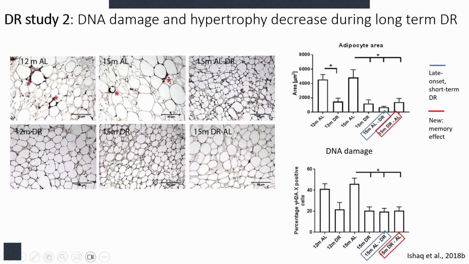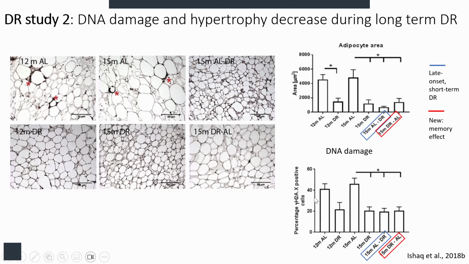In the second study, if you compare AL and DR, you see again a significant decrease of the adipocyte perimeter and the area. If you now switch from AL to DR, this is similar to the late onset DR I just showed you. They still decrease. However, from DR to AL, there is not a major increase, and this is shown here: 12 months ad libitum, 12 months DR, 15 months AL, 15 months DR, and then the AL to DR, where it still decreases significantly, but the DR to AL, it keeps the small size. So there is a clear memory effect.